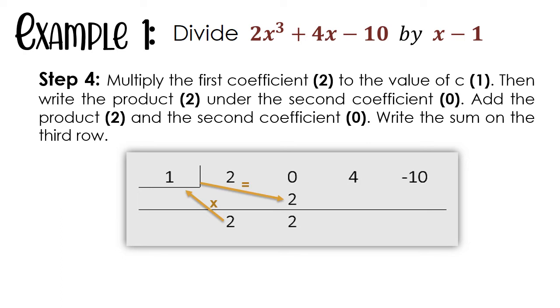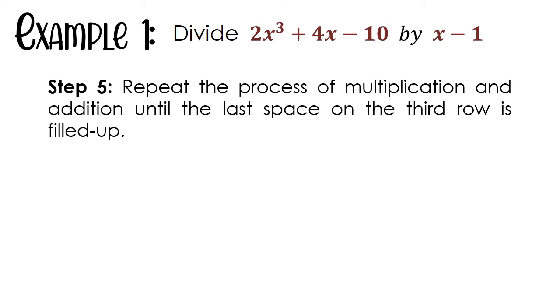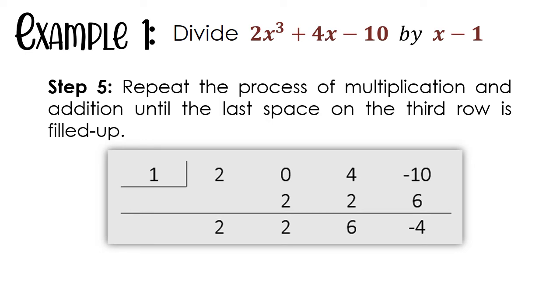Our next step is to add the product and the second coefficient. That is 0 plus 2 is equal to 2. And then write the sum on the third row. So the next step is to repeat the process of multiplication and addition until the last space on the third row is filled up. So we have 2 times 1 is equal to 2, 4 plus 2 is equal to 6, 6 times 1 is equal to 6, negative 10 plus 6 is equal to negative 4.